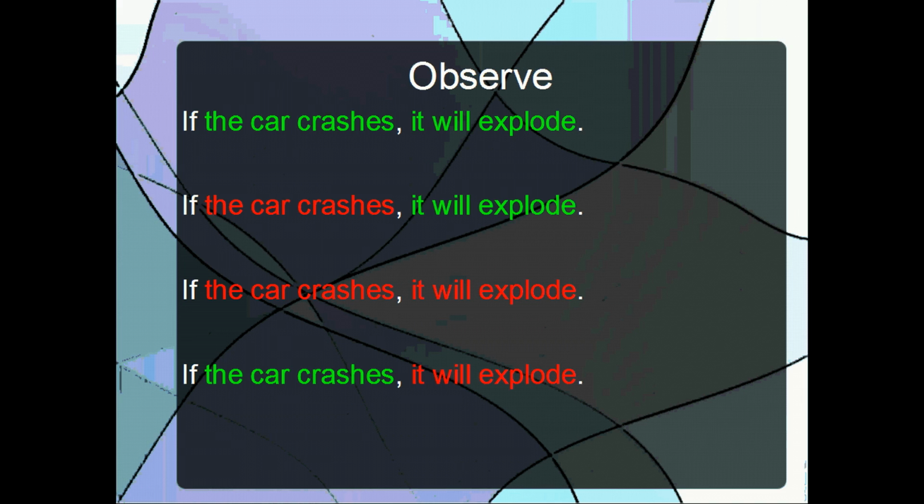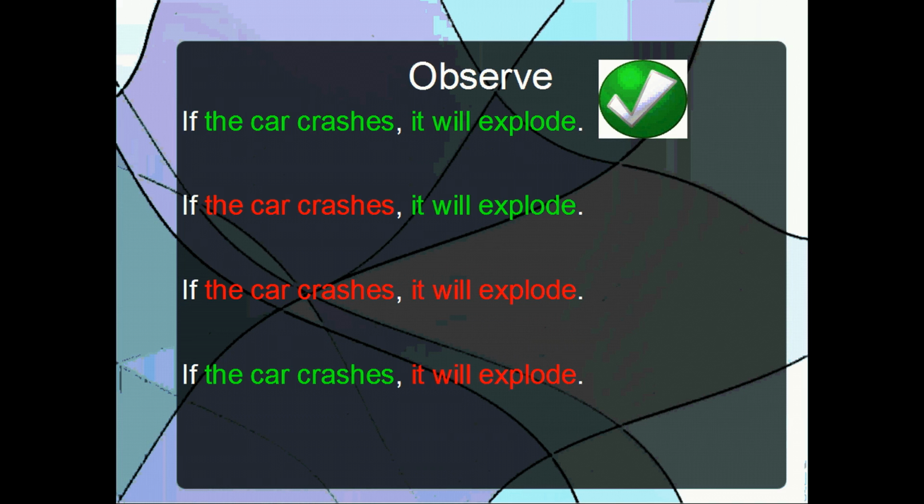Okay, now for the first conditional proposition, if the car crashes, it will explode. So it's saying that if the car crashes, then it's necessary that it will explode. It exploding is something that will happen right after the car crashing. It's saying both of those are true. In that case, the conditional proposition is true.